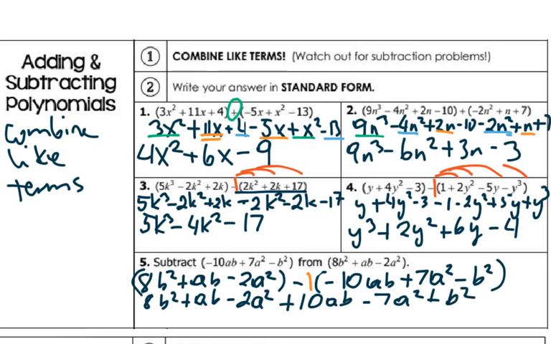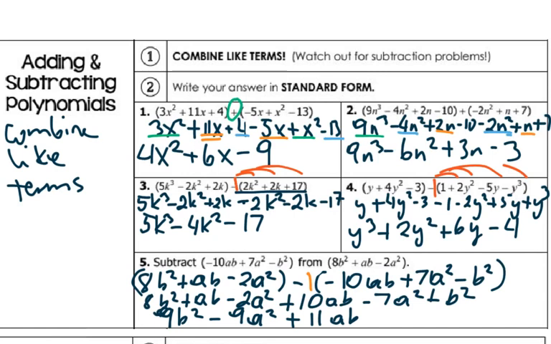And we're going to combine terms that have the same combination of variables. So here we're looking for b squared first. So we have 8b squared plus b squared, which gives me 9b squared. Then we're going to combine a squared. So negative 2a squared minus 7a squared will give me negative 9a squared. And ab plus 10ab gives me 11ab.